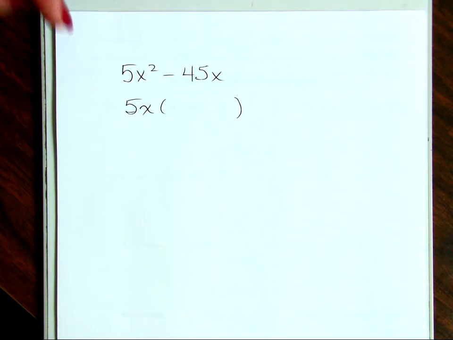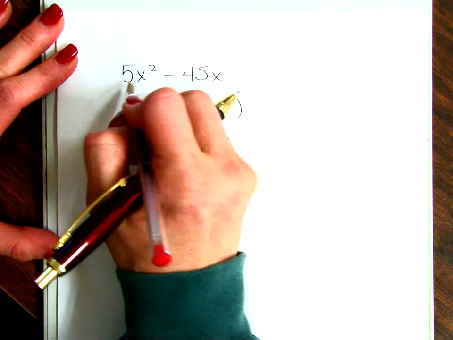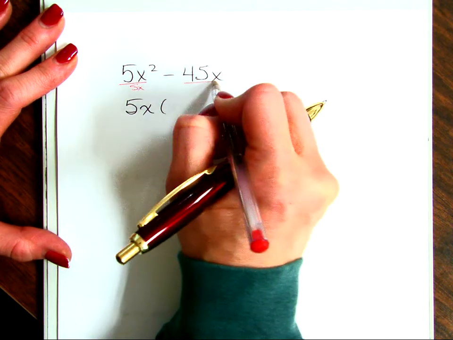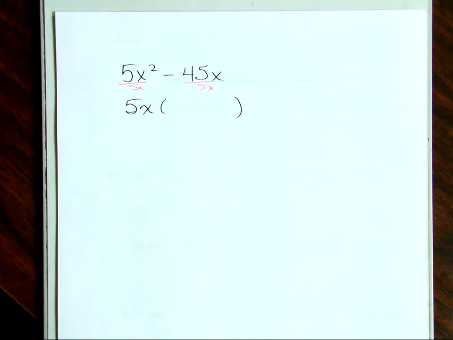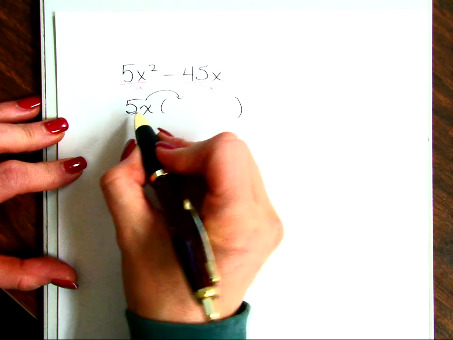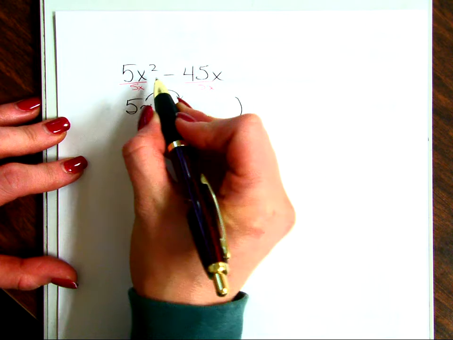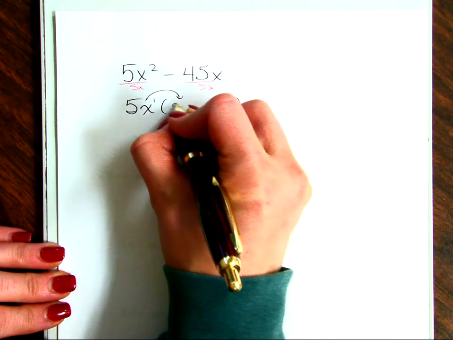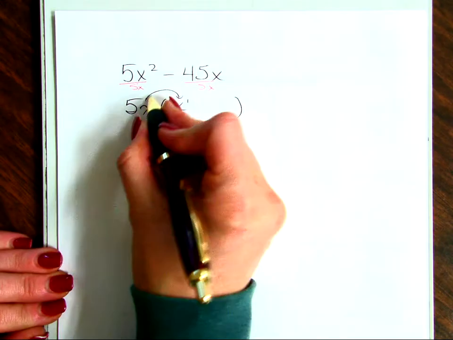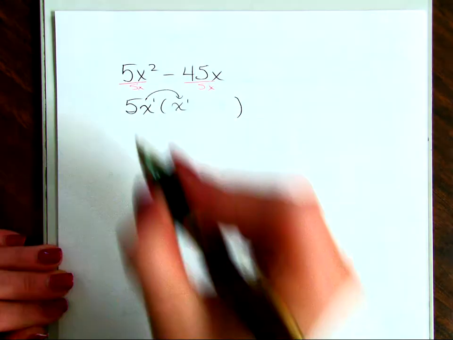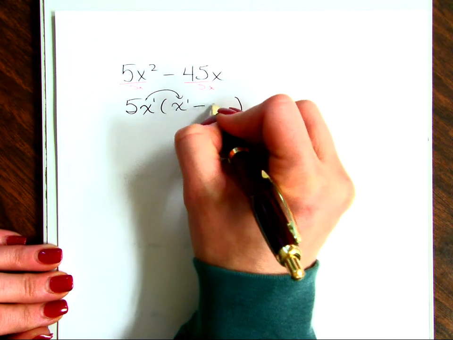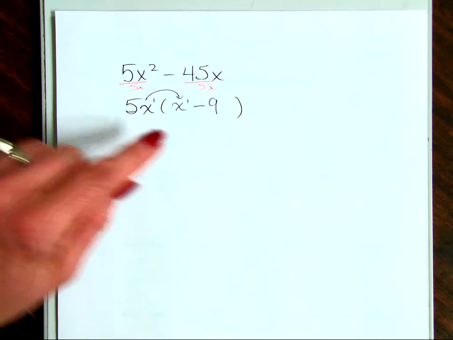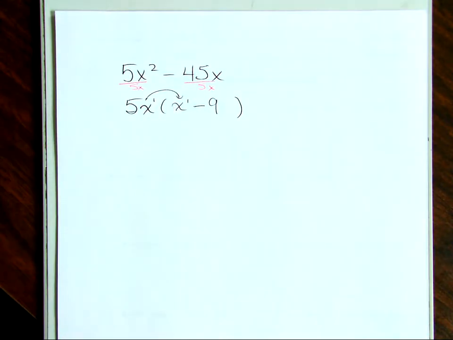5x, got it? So really what I'm doing is just dividing each of these by 5x, or looking at it as, what would I need to multiply 5x by to get 5x squared? I have 1x, but I need 2, so there's my other one, right? Because 1 plus 1 is 2. 5 times 9 is 45. Make sure it's a negative, okay? All right.